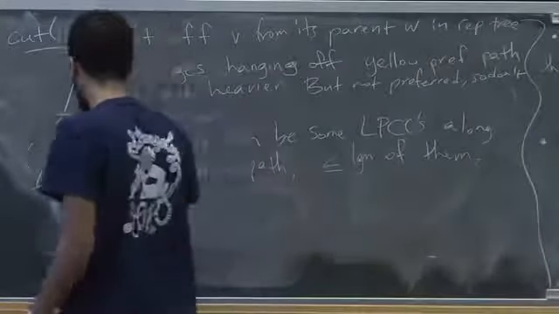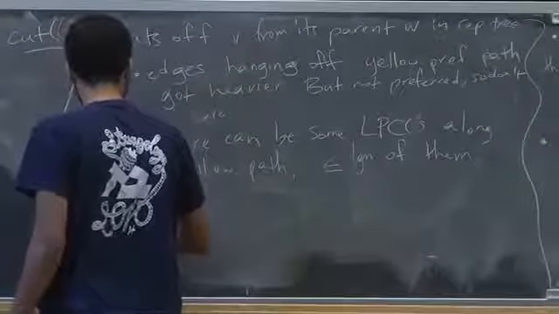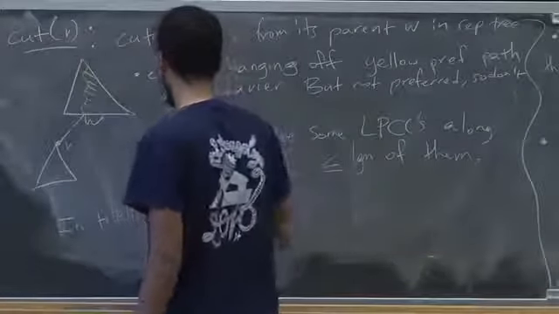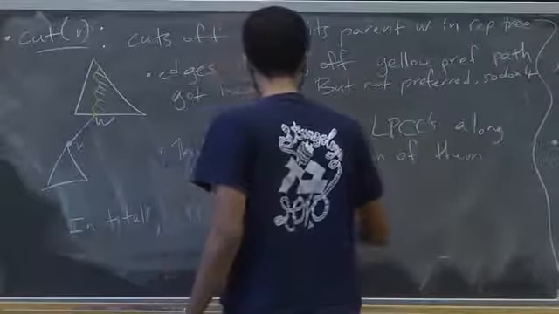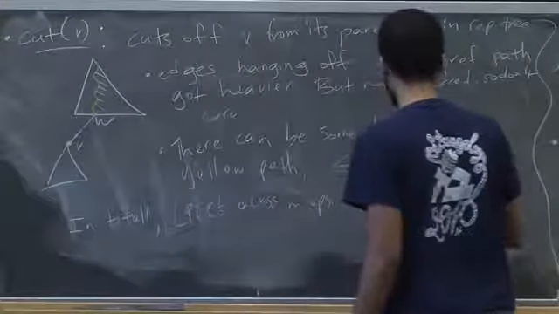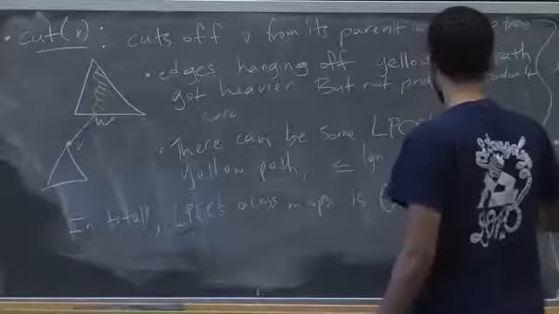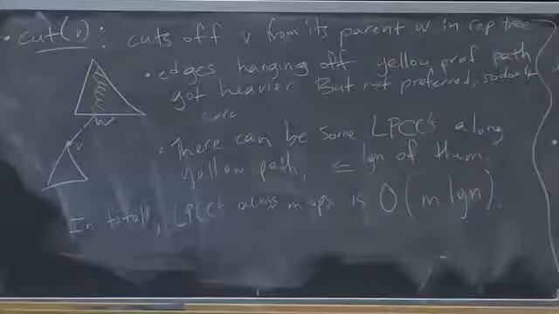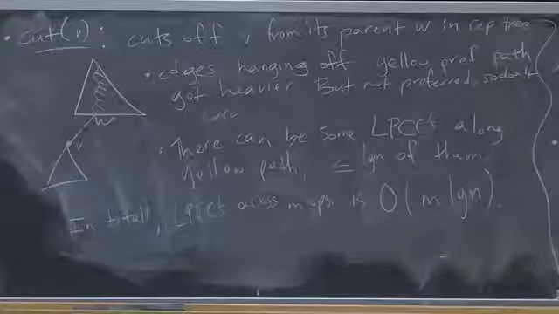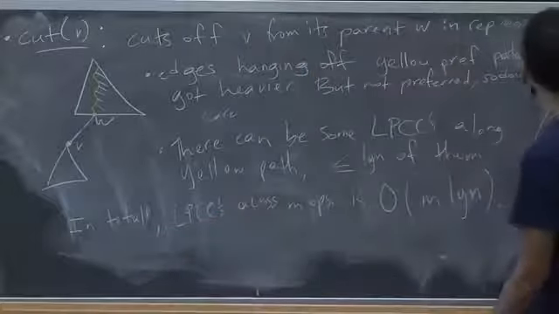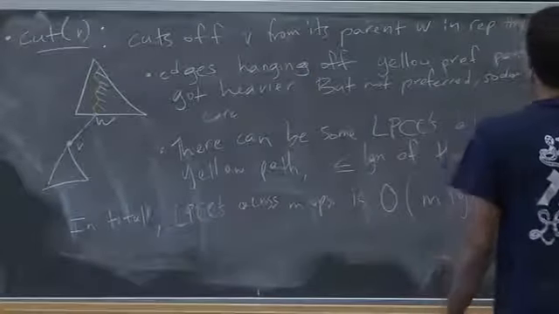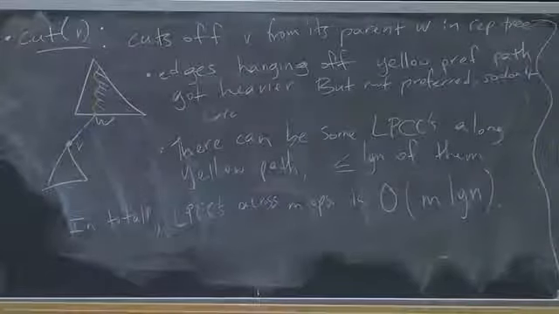So in total, the number of LPCCs across M operations is of M log n. Okay, so that's it for the log squared n amortized bound. Are there any questions about this?